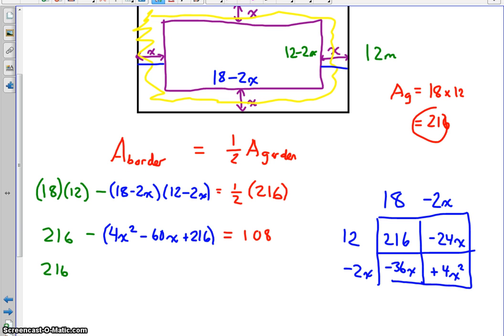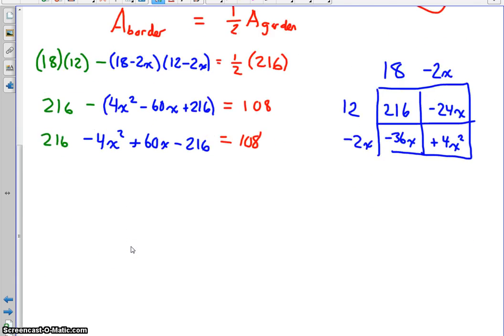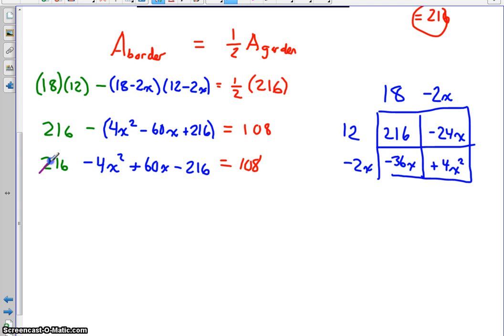So that's going to give me minus 4x squared plus 60x minus 216. At this point, it's all about collecting my like terms, getting them all on one side of the equation. So I can see right now that these are going to cancel out. So I'm going to be left with negative 4x squared plus 60x minus 108 equals 0.